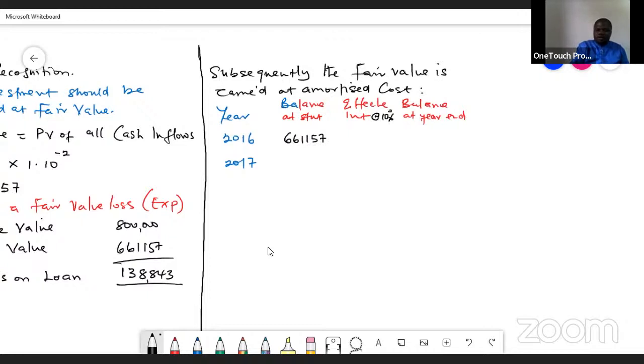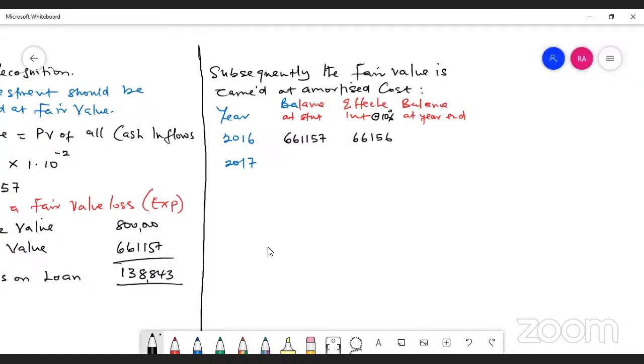10% of that will give us how much? 66,116, right? Let's add, how much are we getting?